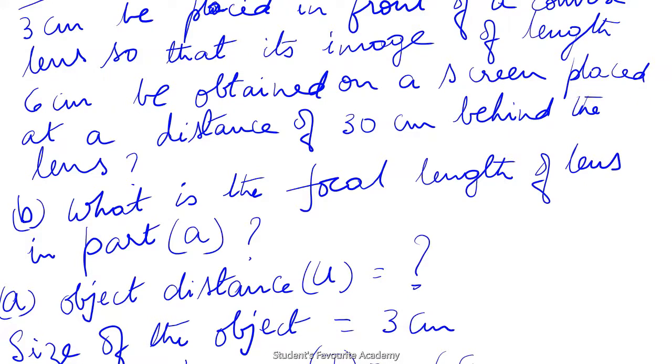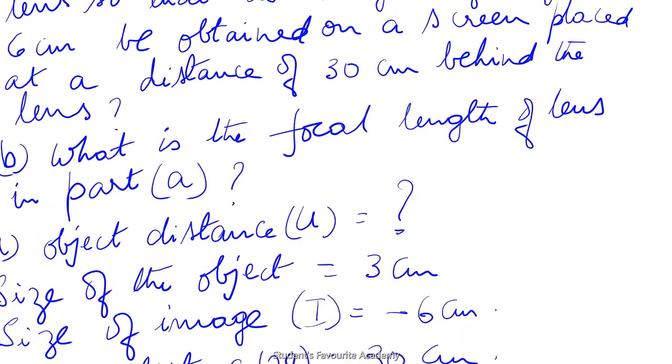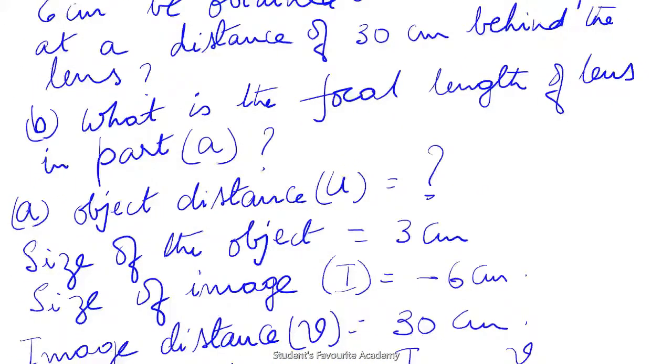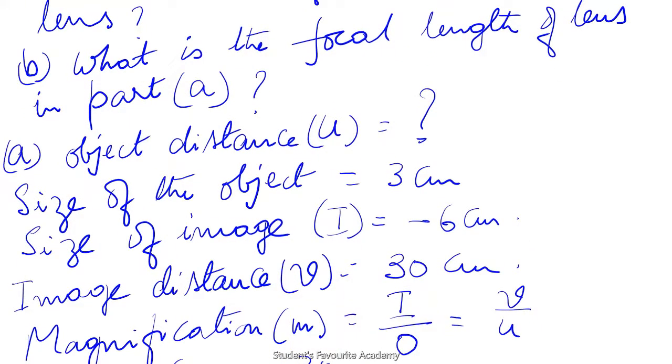So what is given? We have to find the object distance, that is how far first of all the object has to be placed, so that is u we have to find. Size of the object, that is O, is 3 centimeter given. Size of the image I will be minus 6 centimeter.